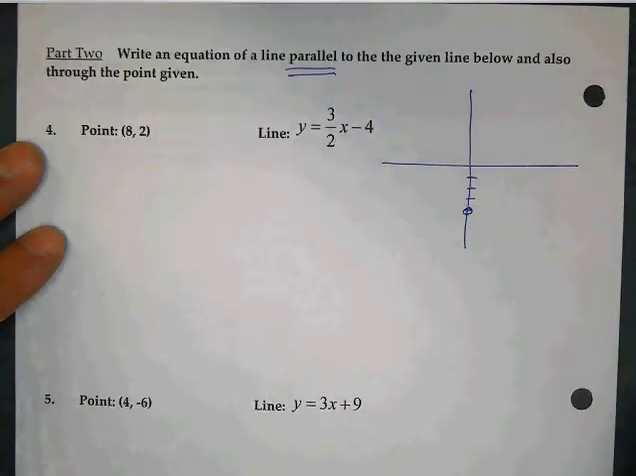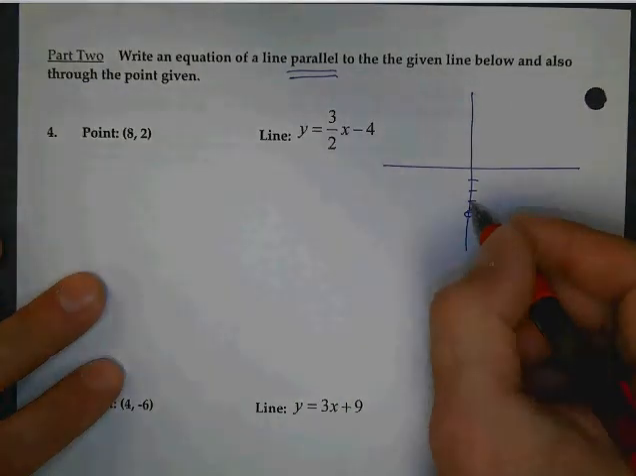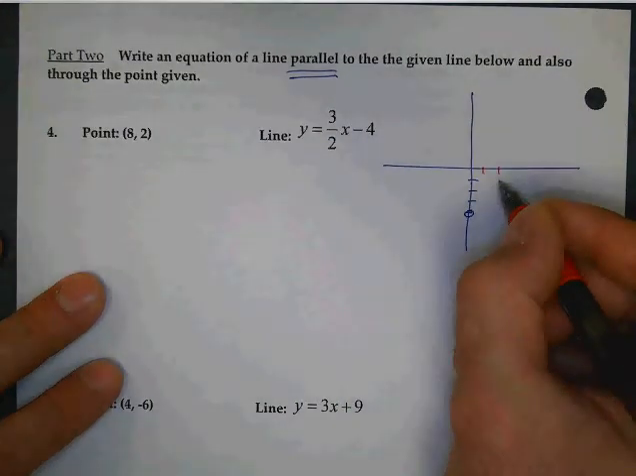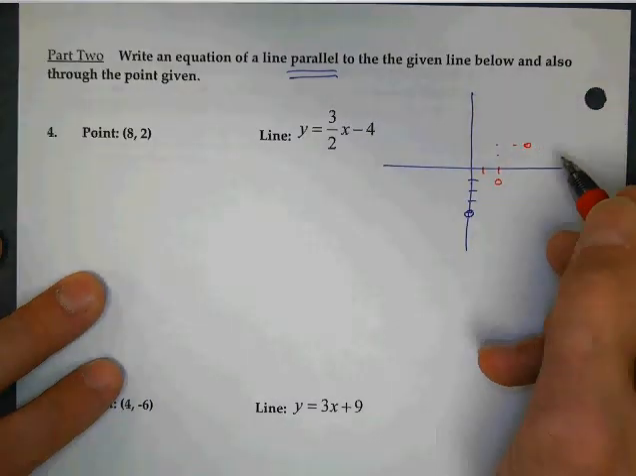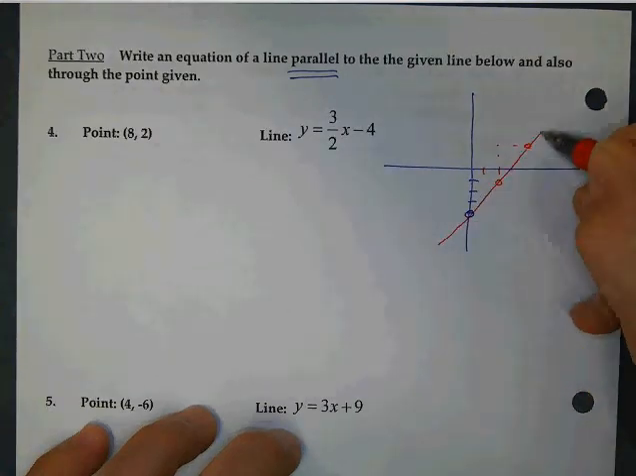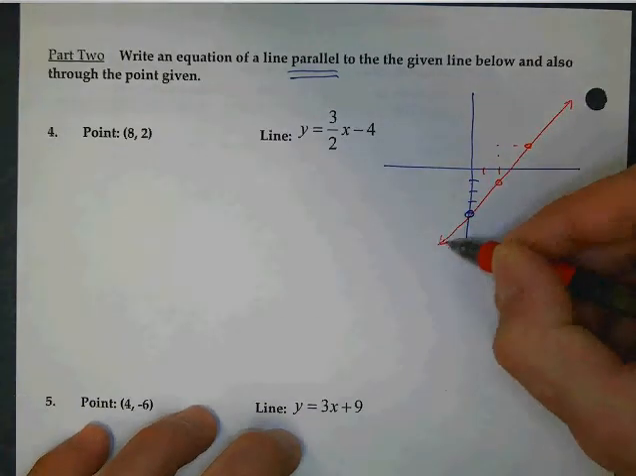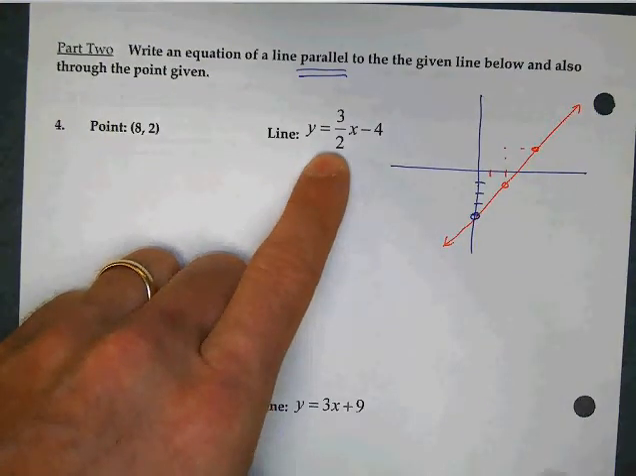From that point, where do I go? Good. Up 3. Always run to the right, remember. Up 3 over 2. Grace, have you done this kind of stuff? Graphing? Okay. This is how we graph a line. Would you agree that that red line is an approximation of this equation? All right, now let's graph this point.